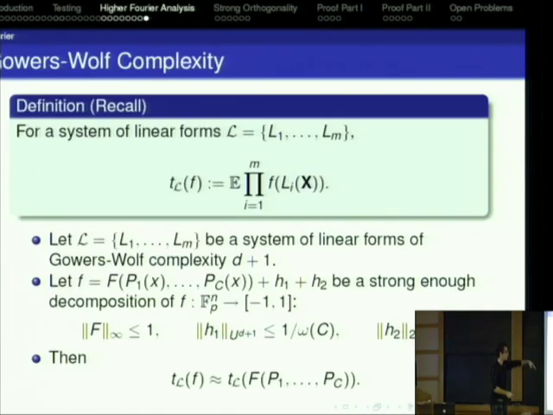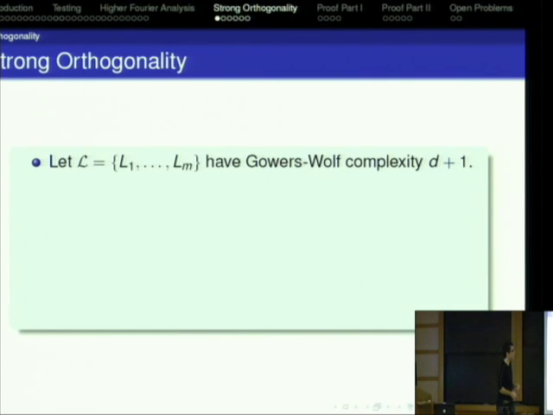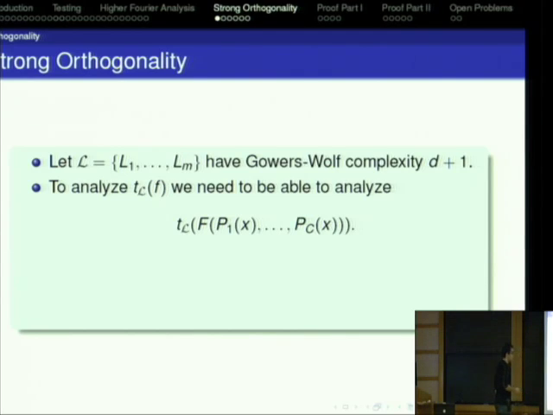So that's the definition of Gowers-Wolf complexity, and then the question is can we characterize these things, which Gowers and Wolf did. They characterized these systems. Now consider a system of Gowers-Wolf complexity d plus 1. So we can remove these error parts, h1 and h2. We want to be able to analyze these averages, TL of this structured part.